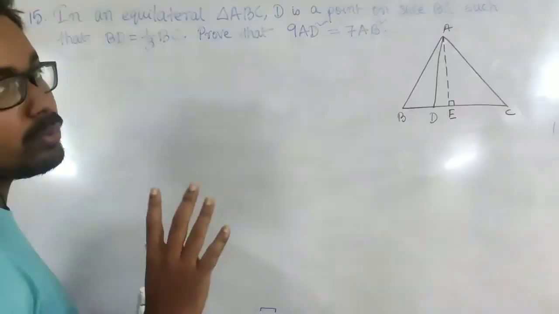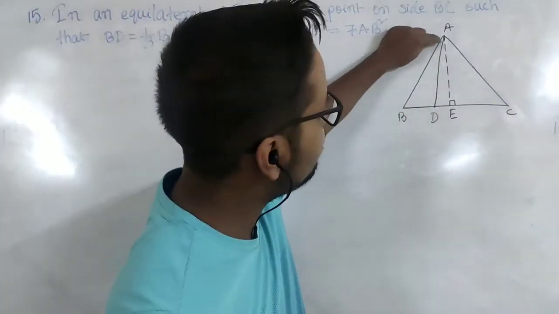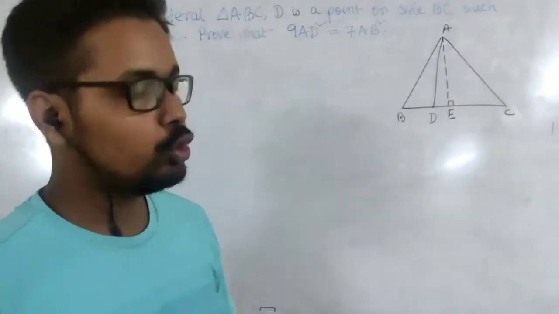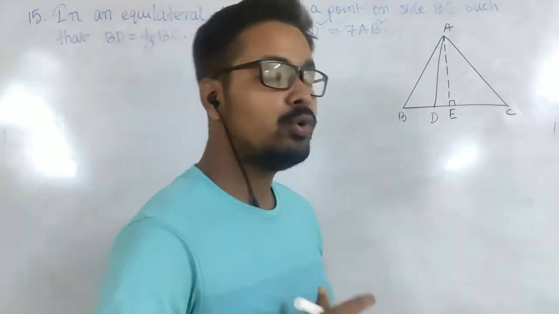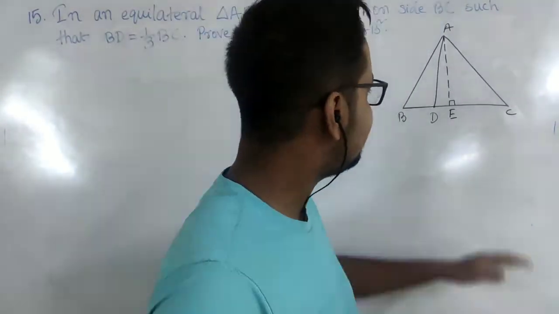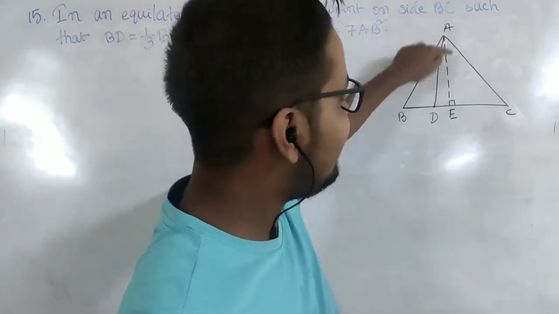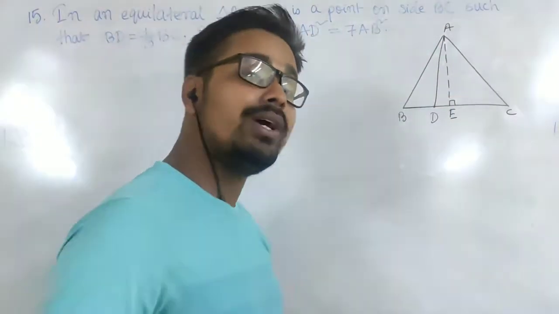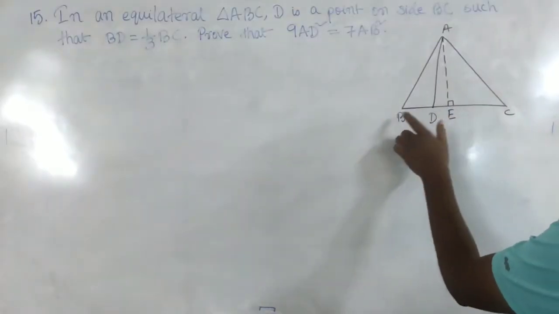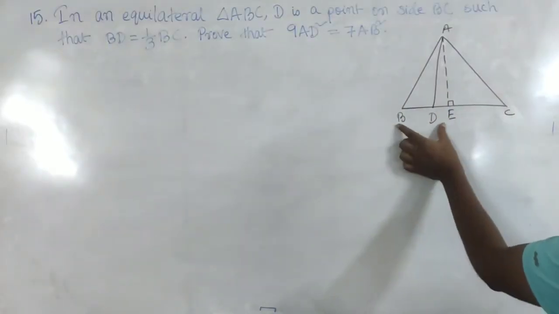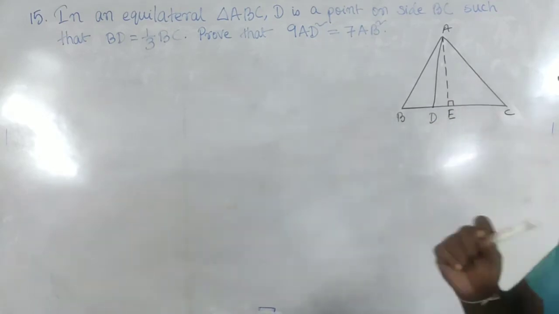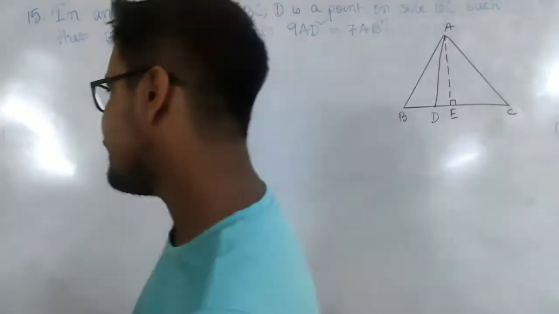For that we have done one construction, and that is we have drawn a perpendicular AE on BC. We always know that in an equilateral triangle the altitude and the median are the same. So here in this case AE will be the altitude as well as the median, and as a result E is going to be the midpoint of BC. So BE will be half of BC and EC will also be half of BC, and that is one piece of information that we are going to use. Let's start.